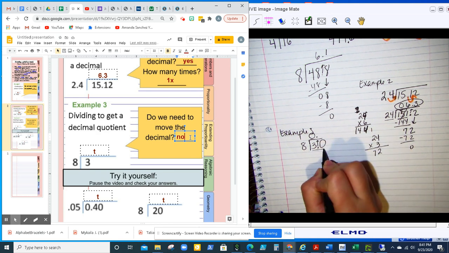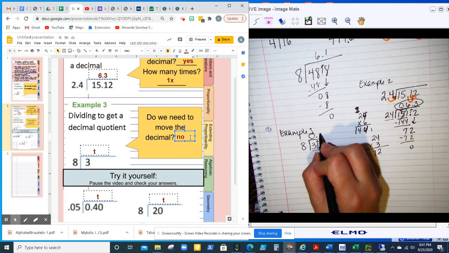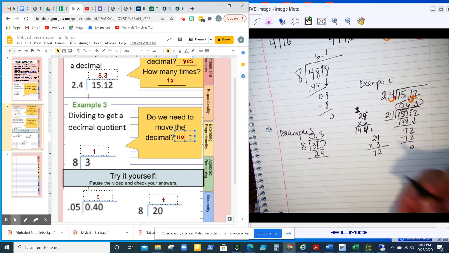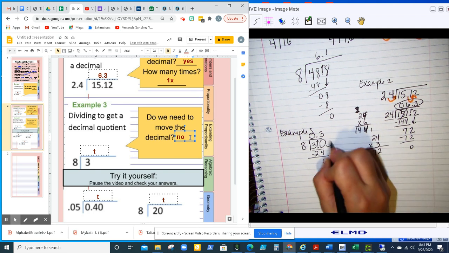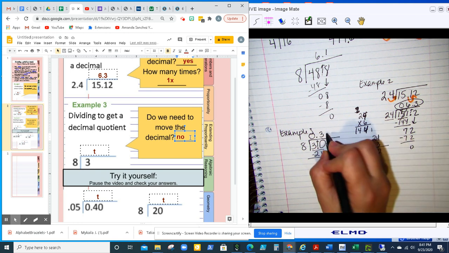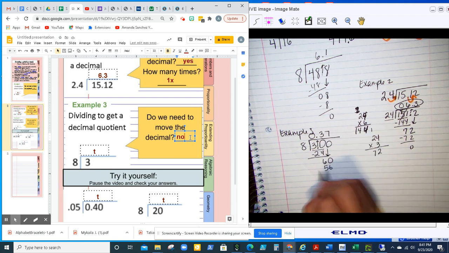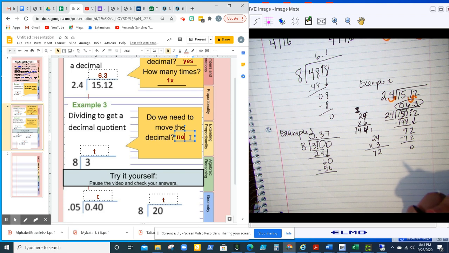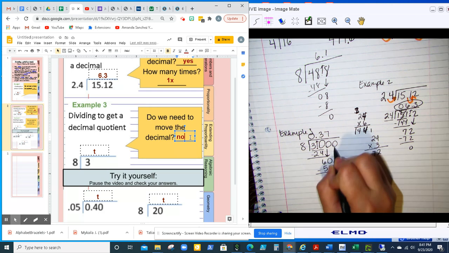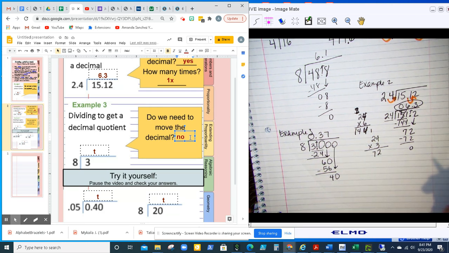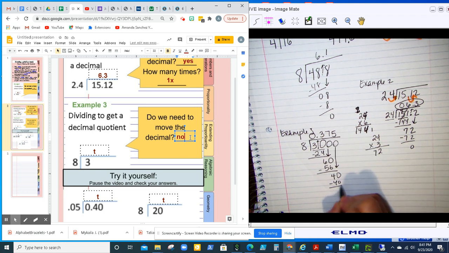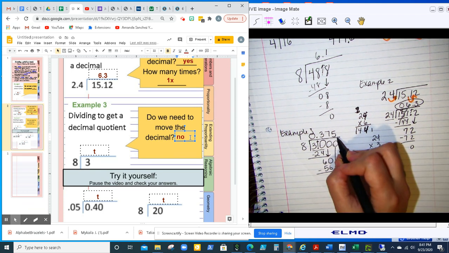So now 8 into 30 would be 3. 8 times 3 is 24. 30 minus 24 is 6. Grab one more 0. 8 into 60, 7 times, which would be 56. 60 minus 56, you'd have 4 left over. Drop your 0, and then 8 into 40 would be 5 times. So now I have no remainder, and it went to the thousandths.